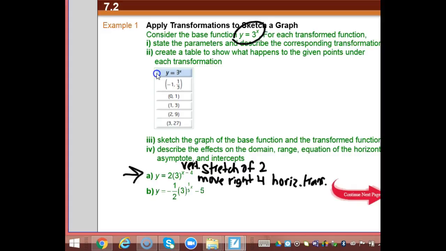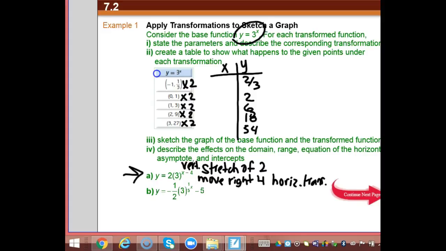So now if we were going to make a new table of values, remember, when we're doing transformations, you always do stretches or reflections first, and then you do the ups and downs, lefts or rights. So we're going to do the vertical stretch of 2 first. That means all your y values are going to be multiplied by 2. So 1/3 times 2 is 2/3. 1 times 2 is 2. 3 times 2 is 6. 9 times 2 is 18. And 27 times 2 is 54.